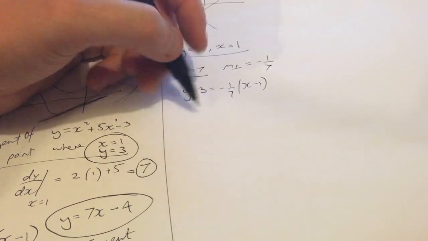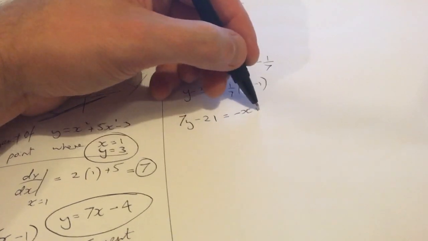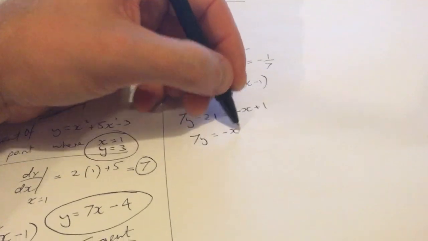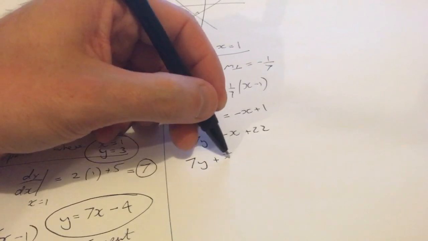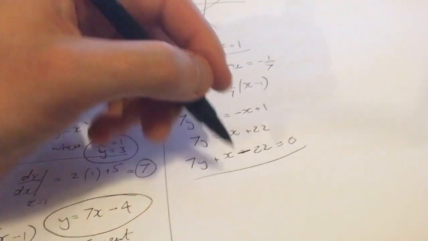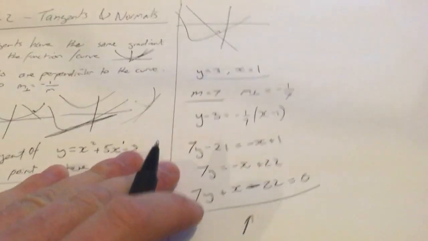Let's times up by 7 to make it easier: 7y minus 21 equals minus x plus 1. Add 21 to both sides, so 7y is minus x plus 22. Let's get it all on one side: 7y plus x minus 22 equals 0. So that would be our normal. Alright, let's try a couple more examples of this.